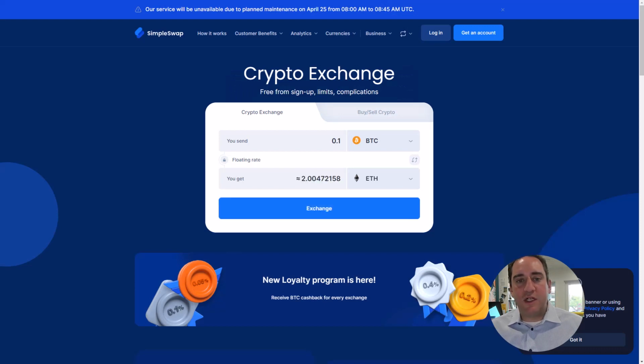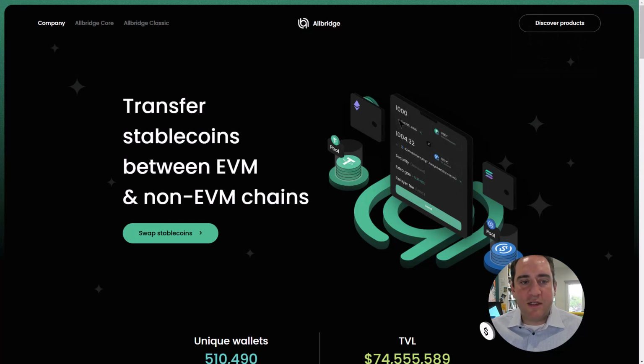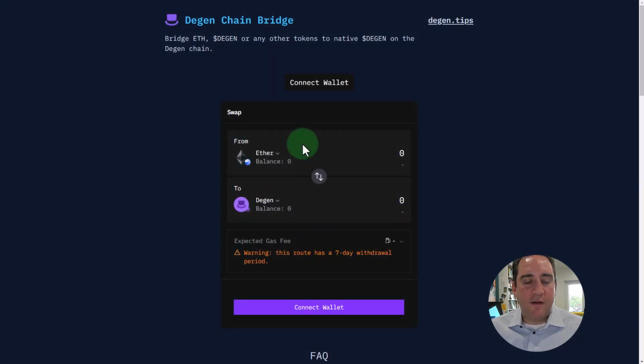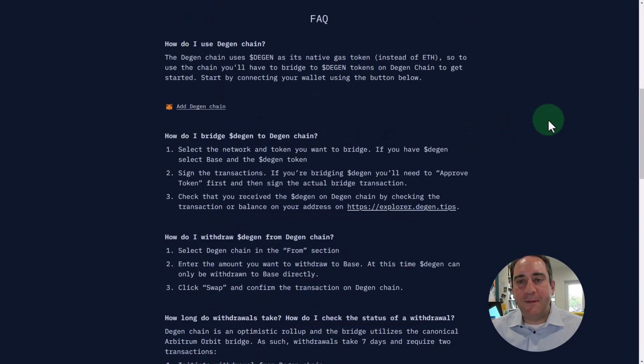SimpleSwap is like an OG. It's been there for a long, long time. Allbridge is an established market leader for sure. And if you're looking to bridge to get to the Degen layer 3 chain, which is running on top of a layer 2 blockchain that's running on top of Ethereum layer 1, you would use this Degen Chain bridge that's running on top of Base, right?